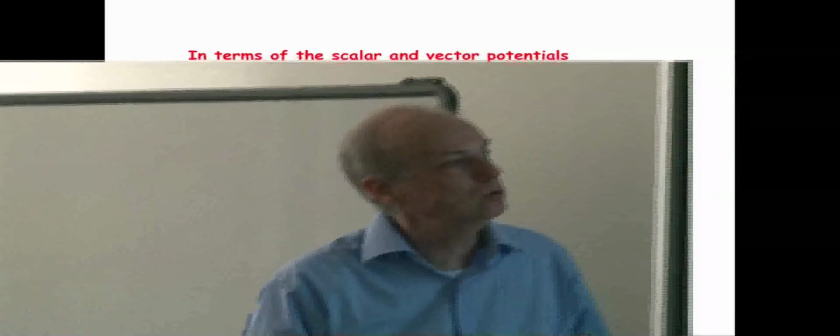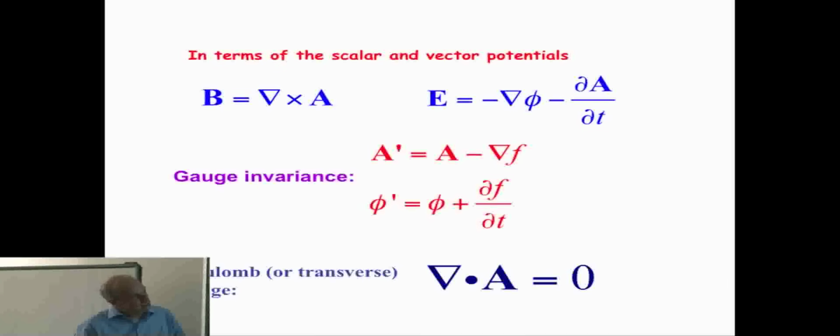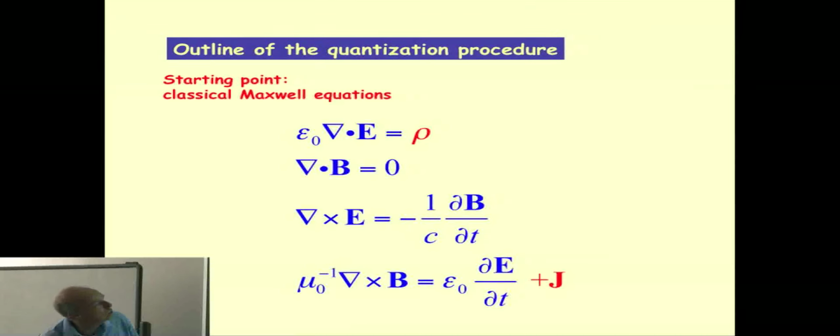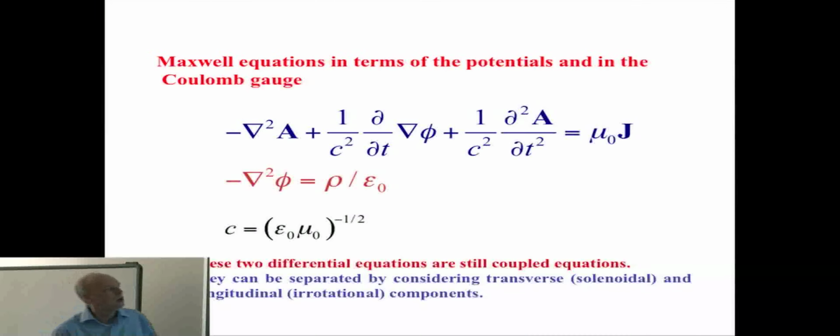Now, what we can do is to take, using this relation, this expression of B and E in terms of the potential and substitute them in the Maxwell equations. After some algebraic manipulation, we can write some equations which are totally equivalent to the Maxwell equations, but involving not the electric and the magnetic field, but the scalar potential and the vector potential. And so we obtain these two equations.